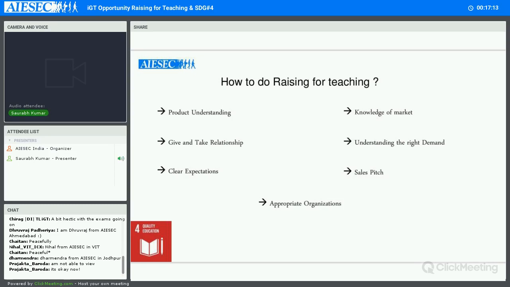You just need to understand the right demand, which are the appropriate organizations, and then clear out the expectations so that there is no communication gap or miscommunication. Then you need to focus on the customer base, so what exactly that person needs. And then again, it's appropriate organizations. You need to tap into organizations which can work with you, right? So that's what you can actually go ahead with raising.